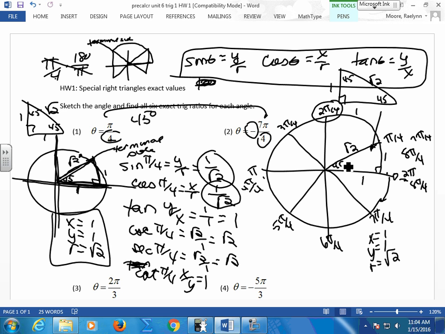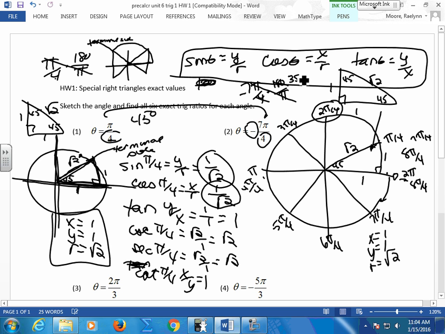Does it make sense? If I convert this one, let's convert this. I'm going to cross out my pi's. 4 is going to go into 180 45 times. I'm going to multiply that by 7, and I should get 315. So, shouldn't I be all the way over here if I went negative 315? I should be all the way over here, 45 degrees short of the 360, right? Does it make sense in degrees as well?